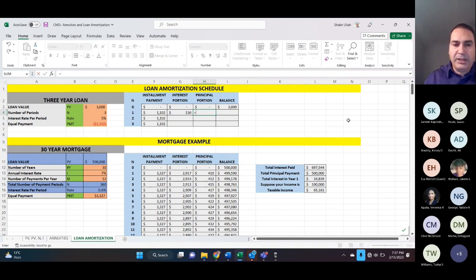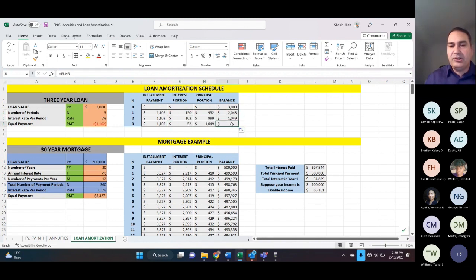So the principal payment would be equal to the total installment payment, which is $1,102, minus the interest amount, which is $150. That comes out to be $952. So $952 will reduce my loan balance. My new balance would be equal to my previous balance minus the principal that I paid in this period. So the new balance will be $2,048. Okay.